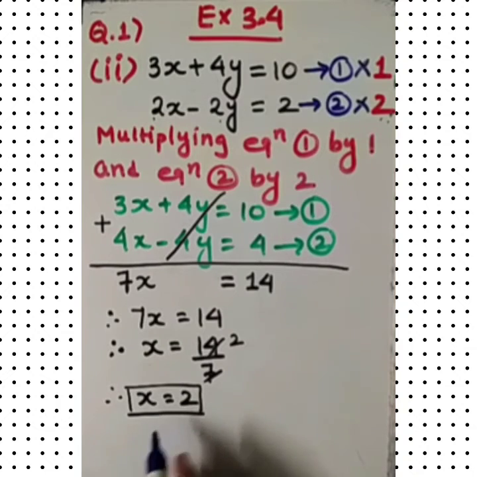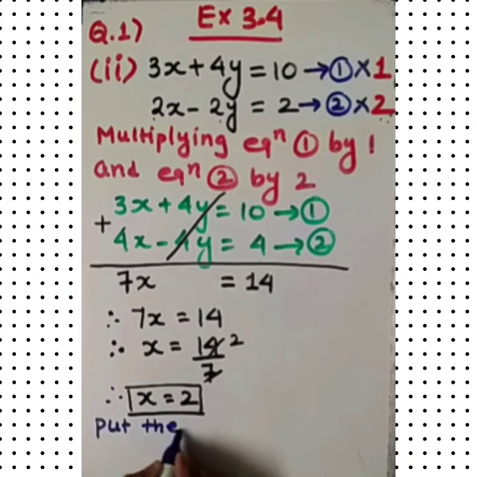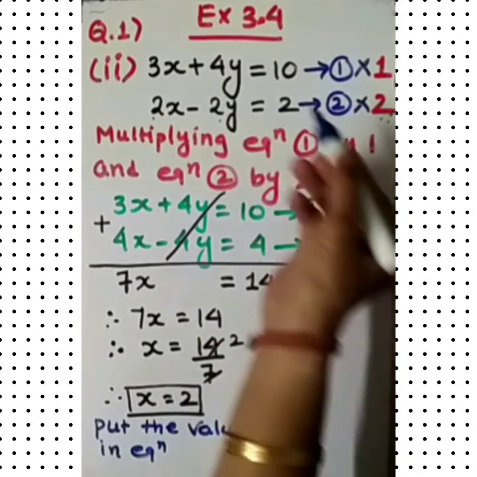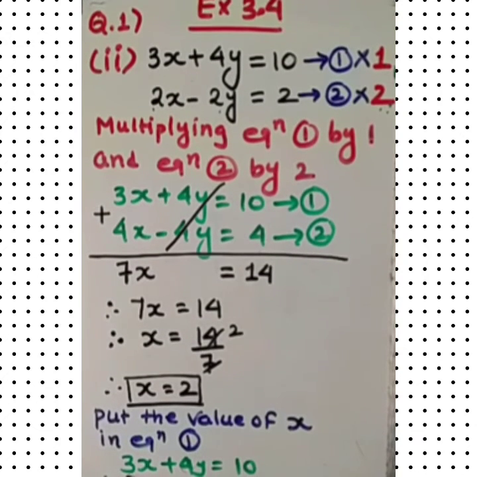Now this result we are going to put in equation number 1. We need to write here: put the value of x in equation number 1. It's not necessary that you need to put it in 2; in any of the equations, you are free to put this value. So our equation 1 is 3x plus 4y equal to 10. In this equation, I am going to put the value. Therefore, 3, in place of x, here I will put the value, plus 4y equal to 10.